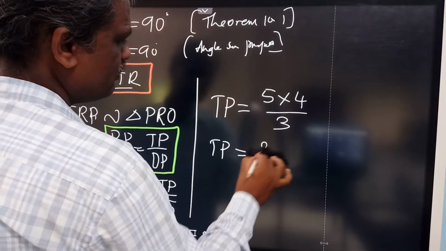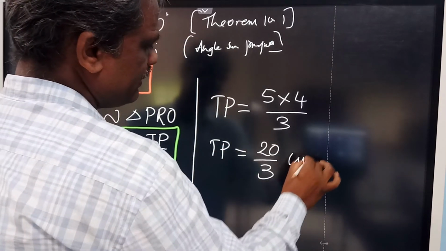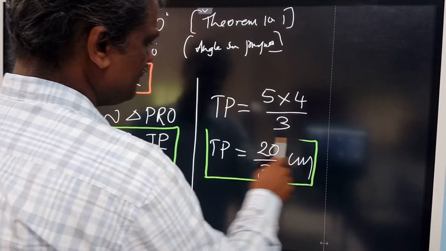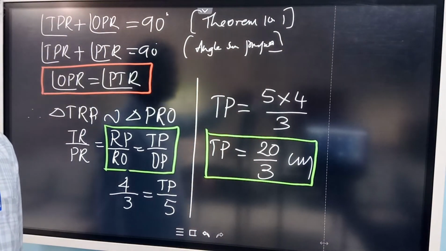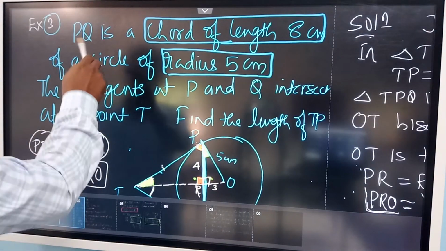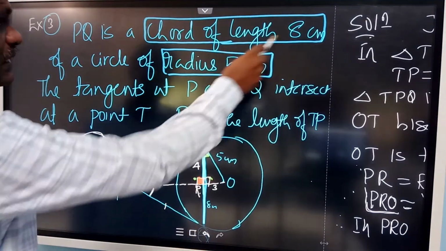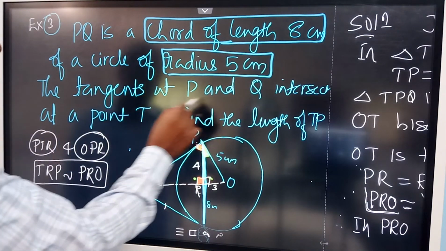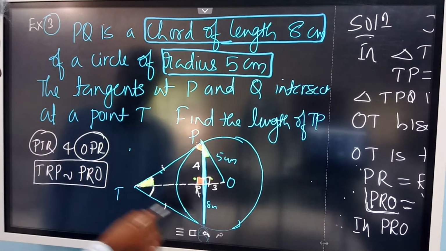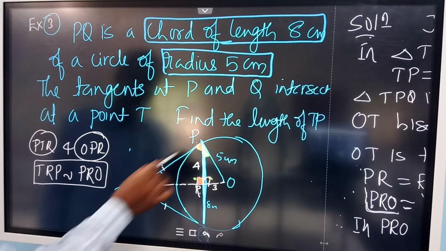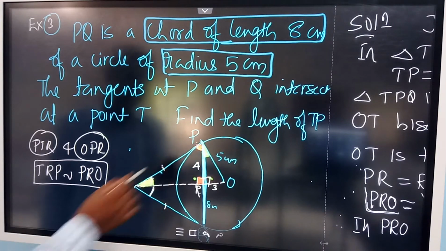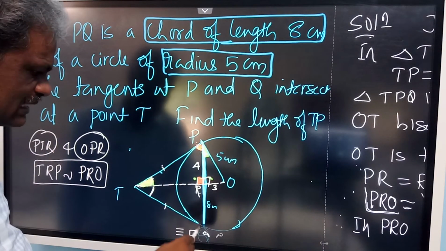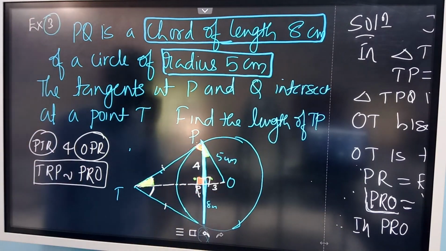TP is equal to 20 by 3 centimeter. So this is the length of the tangent. Again, here PQ is a chord they have given and it is 8 centimeter in length and the radius is 5 centimeter. The tangents at P and Q intersect at the point T. These are the two tangents drawn from an external point. So you have to find out the length of the tangent. They have given the chord length and the radius.